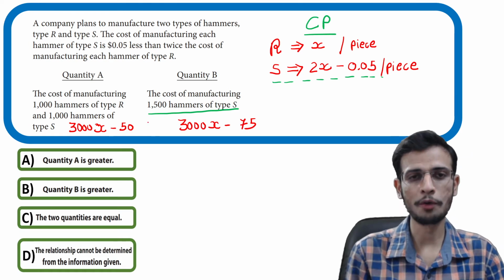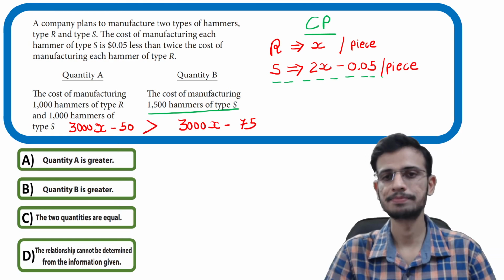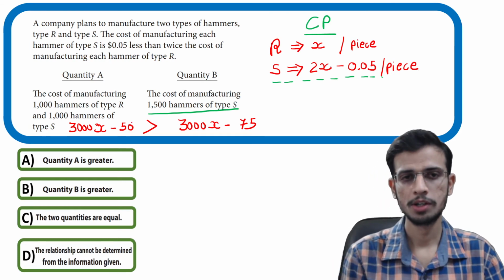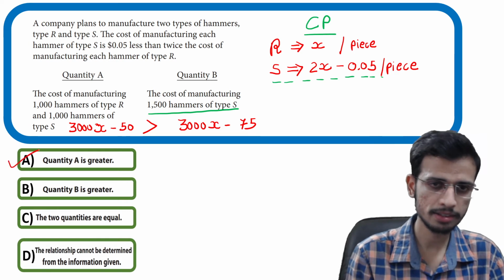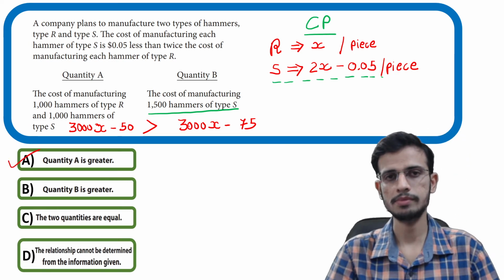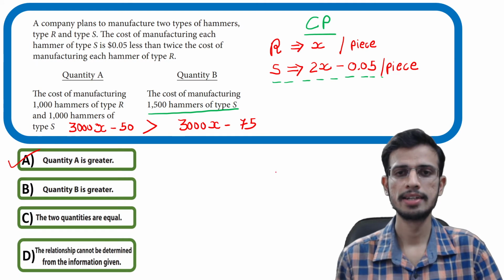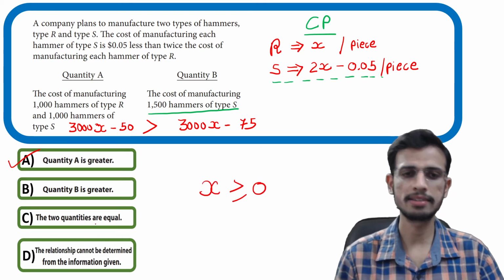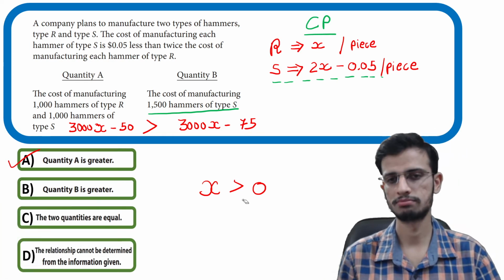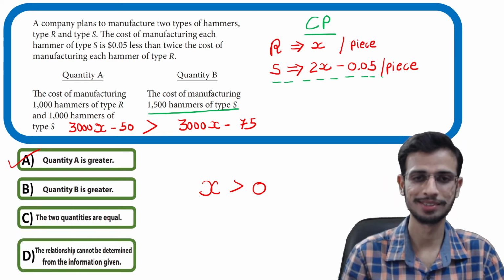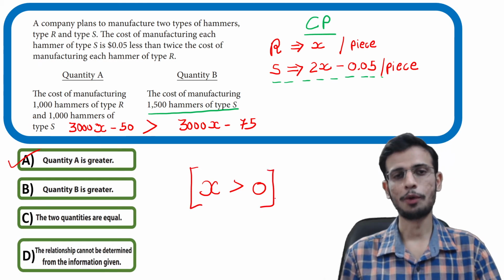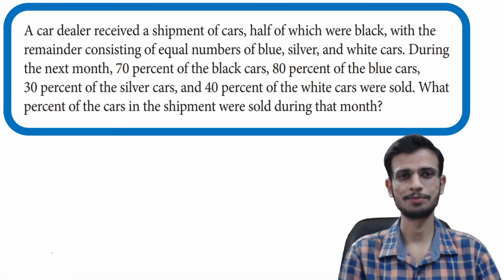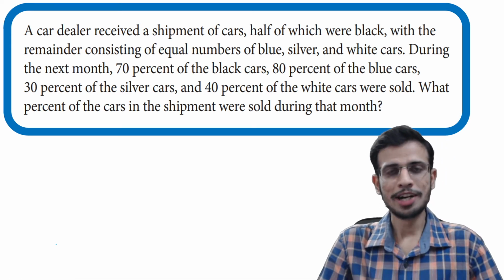So yes, we can say quantity A is greater than quantity B, because x is going to be positive, right? x is greater than 0. So this term will be greater than this term. It will be greater than 0 because cost can't be 0, right? Cost can't be 0 or negative. So yes, quantity A is greater than quantity B. All right. So let's move on to the next question.